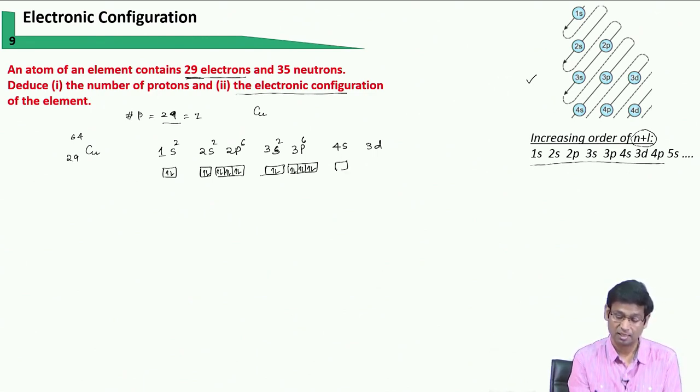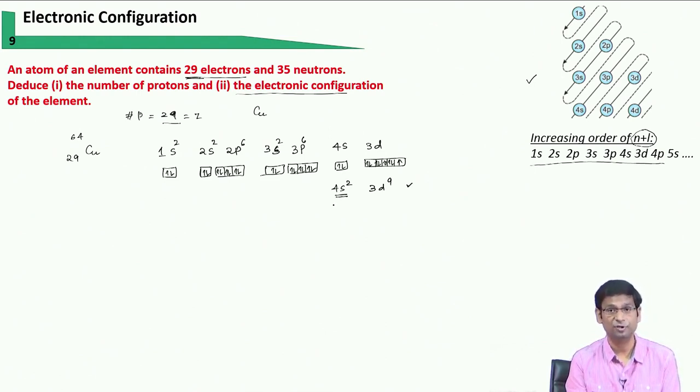So, I have 4s, I give 2 electrons, so after giving 2 electrons, I am done with 20 electrons. Therefore, I am left with 9 electrons. Let me fill these into 3d. So, this configuration turns out as 4s2 3d9. But there is a problem with this configuration, which is that the subshell 4s is fully filled, but 3d9 is just next to fully filled.